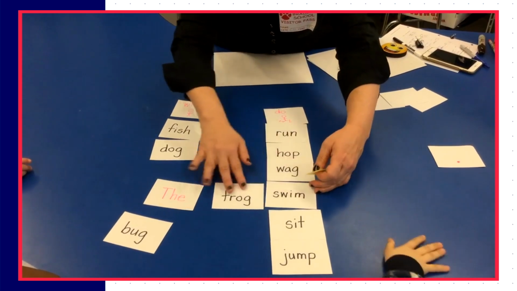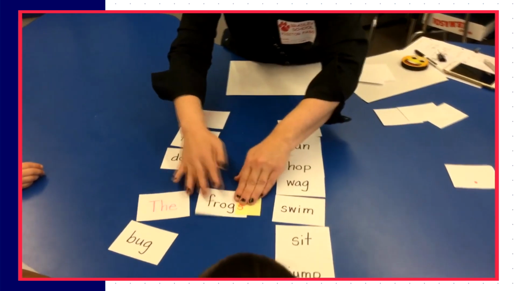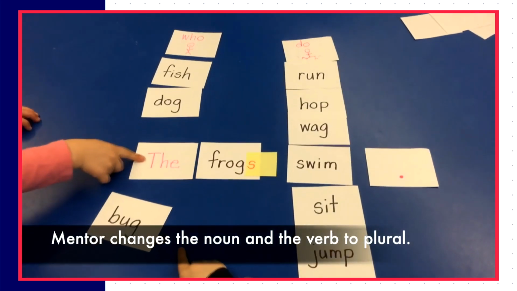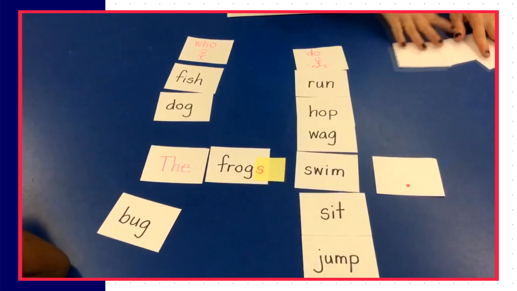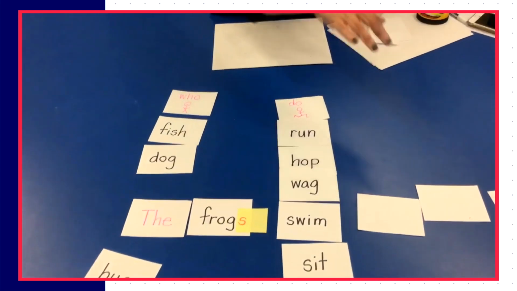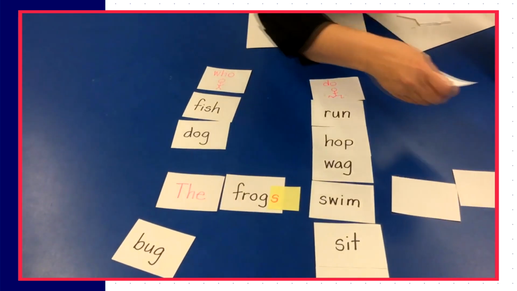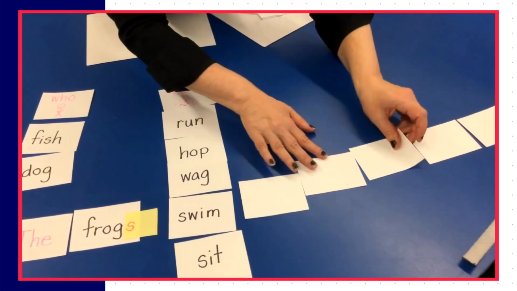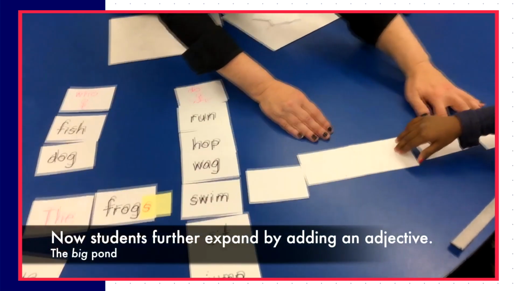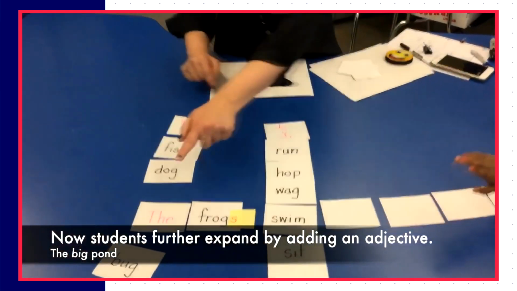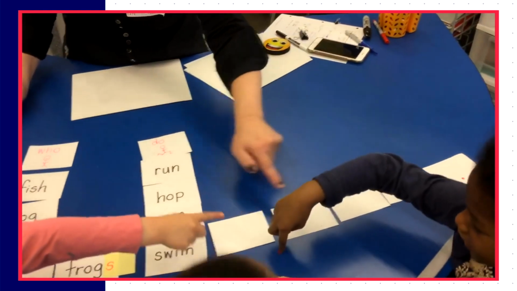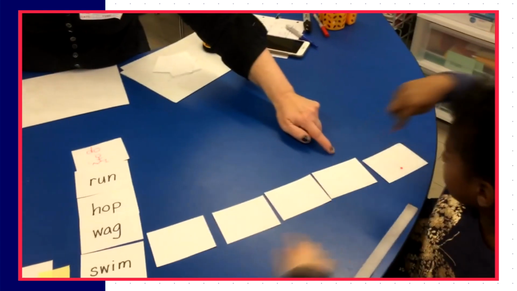I'm going to change it to this. Now what does the sentence say? Read the sentence to me. The frog swims. And let's go back to in the pond. Let's change it to not just in the pond, but in the big. Do you want it to be big or little? Big. The big pond. Okay. Ready? Go ahead. The frog swims in the big pond.